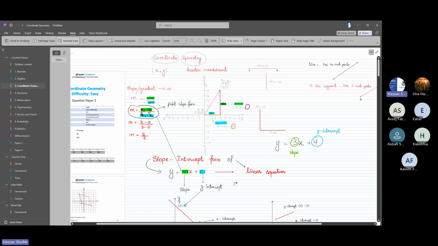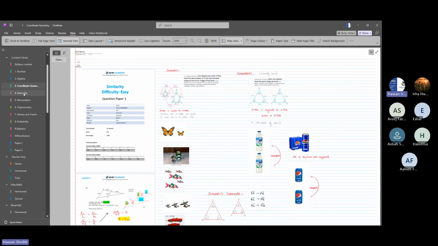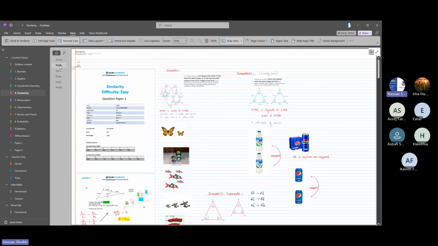30 to 45 minutes, depending on whether you people have more doubts, we'll solve more questions, and then after the coordinate geometry we'll work on similarity. That is the last topic. Is that the only content you have in your assessment? We also have simultaneous equations. Okay, we'll solve simultaneous equations after similarity.